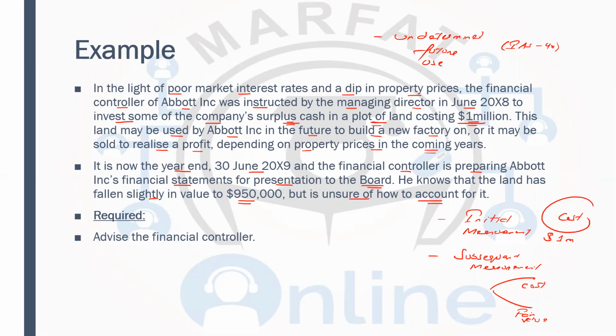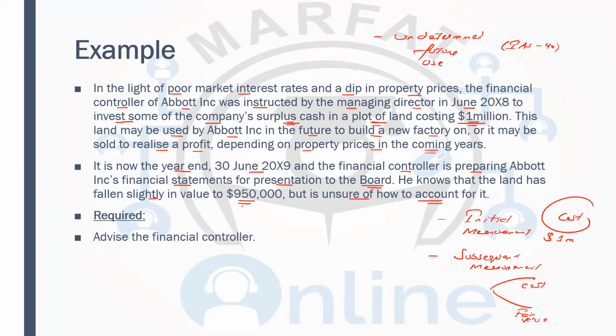So we will be telling them that this is the case of undetermined future use, and it should be classified under IAS 40. And the initial measurement should be done at cost. Then we will tell them that in the subsequent measurement, you can choose between two models, the cost model and the fair value model. And then we will tell the financial controller, look, we are going to tell you something special.